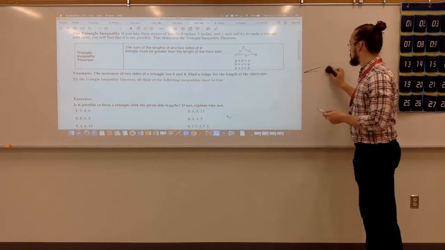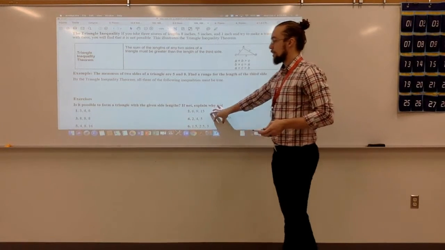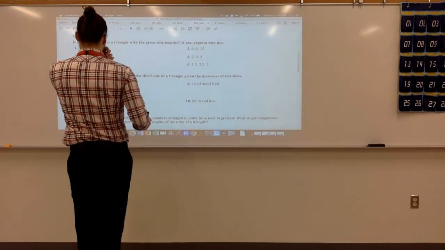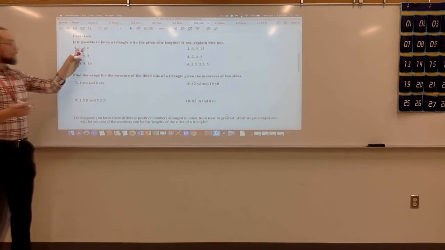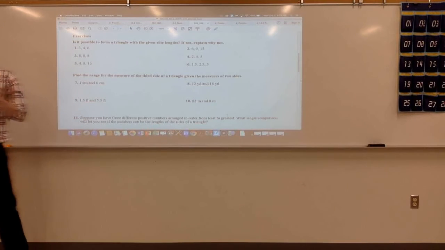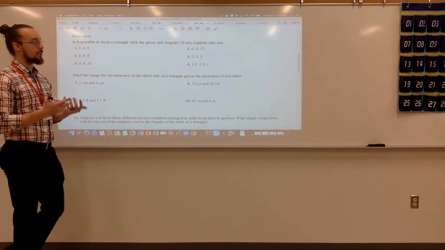So there are 2 things we can do with this. The first is this first set of exercises, just to determine whether it's possible to form a triangle with the given side lengths. Technically, we would have to check that if we add these 2, it's greater than this one, and so on for all 3 combinations. But really, the only thing we need to check is if the sum of the 2 smaller ones is greater than the third. So we really only have to check one inequality here.